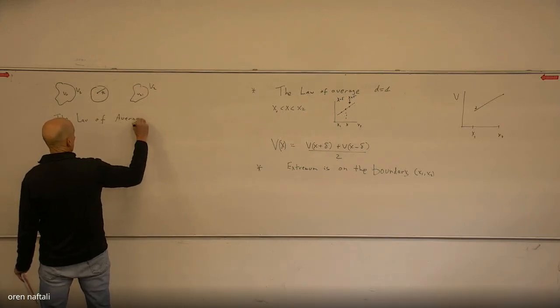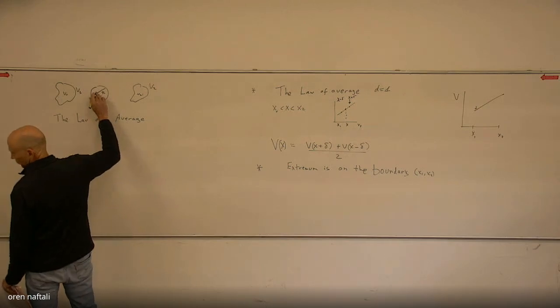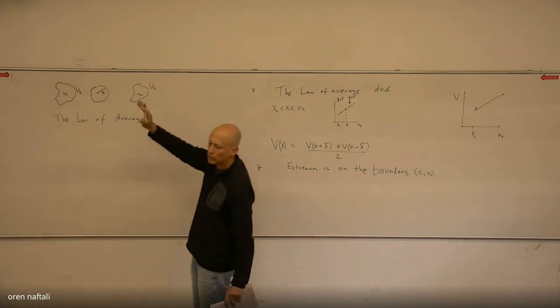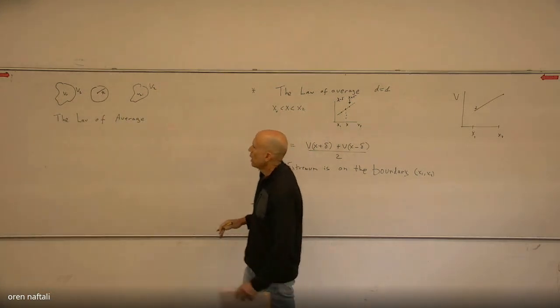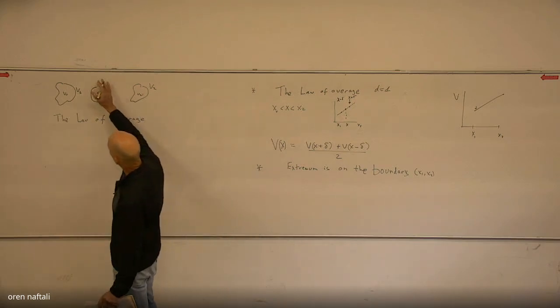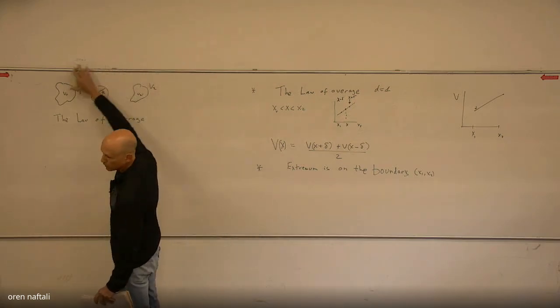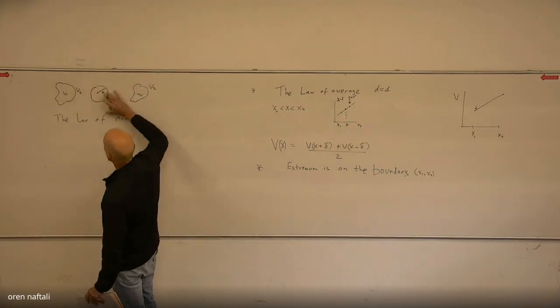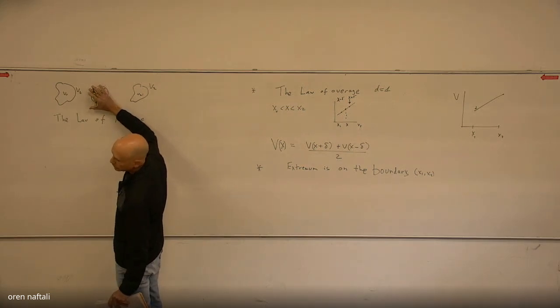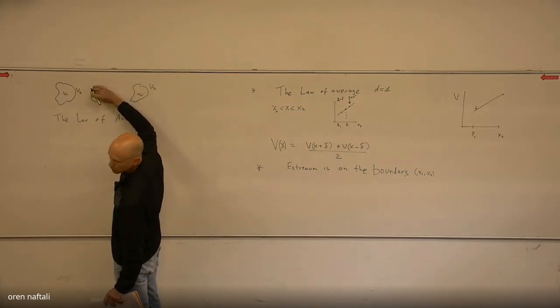is the average of what? Of the potential at this point. This point is some point r, small r in space. And when I average the potential that is created by whatever is in the environment, what will I get? The potential in the middle.